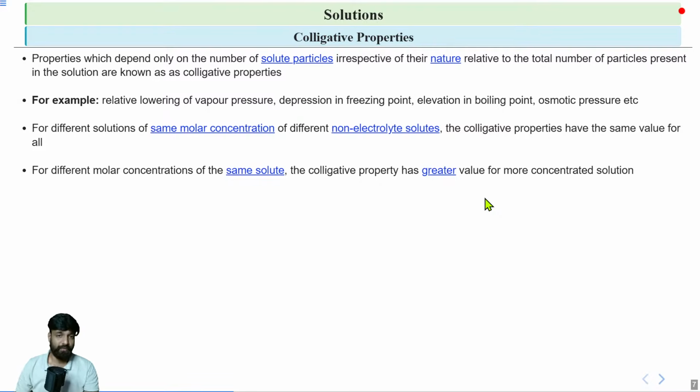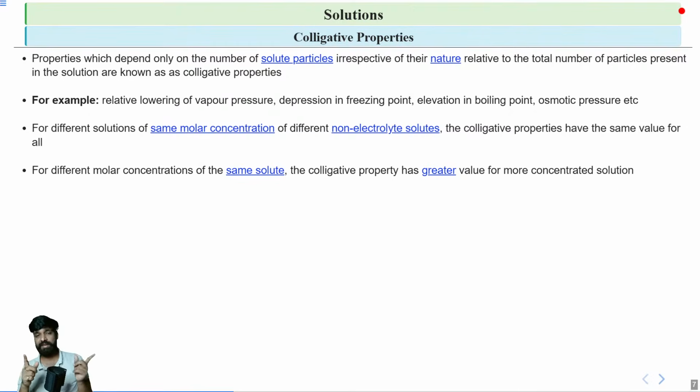Next is for different molar concentration of the same solute. So if you are taking the same solute in two different solutions but you are changing the concentration in both of them, then you will observe that the colligative properties have a different value. The one with a higher concentration will show a greater value of the colligative property. So this is important to note here.